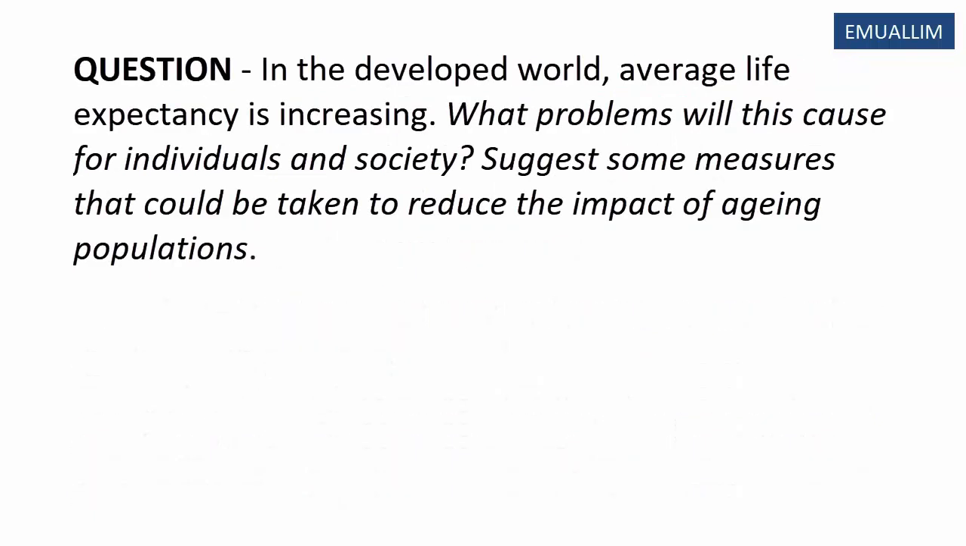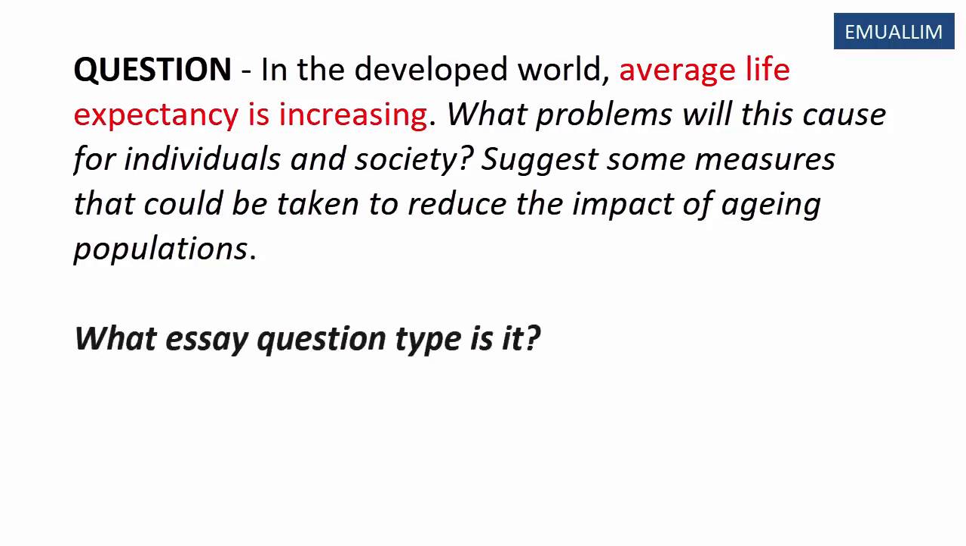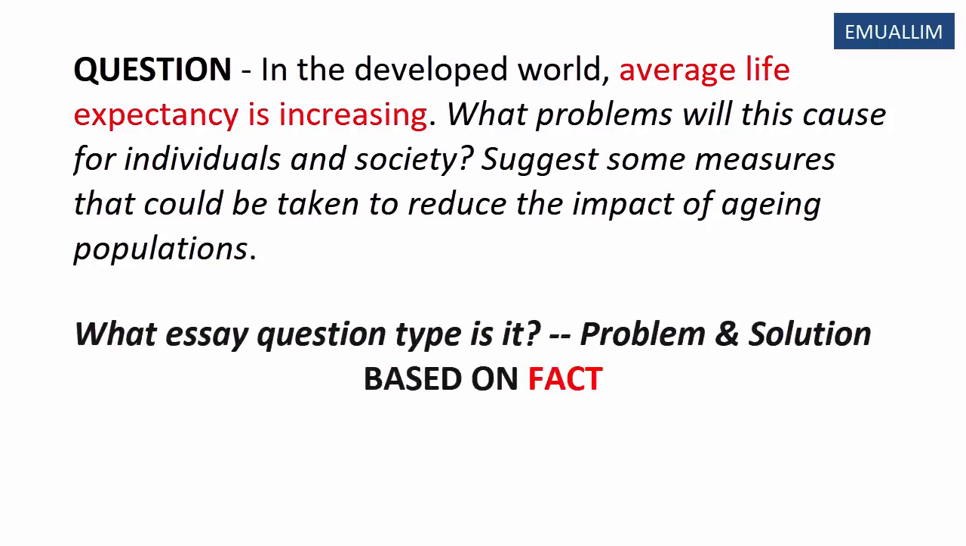Okay, check out another question with an answer. In the developed world, average life expectancy is increasing. What problems will this cause for individuals and society? Suggest some measures that could be taken to reduce the impact of aging populations. What question type is it? That's right. It's the problem and solution type, which is based on a fact. Let's look at the answer.